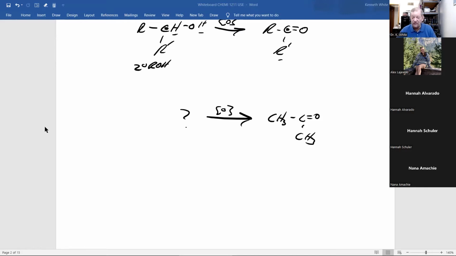So the question is, what's different when you're trying to figure out what do I start with to oxidize? That's what O in brackets means, oxidize, to make this compound. What's different? What's not carbon? What's not hydrogen? An oxygen, and it's double bonded to carbon. Then on that carbon, I have carbons here, I'll call R prime, carbons here, I'll call R. And this is a ketone. And what do we oxidize? A secondary alcohol.